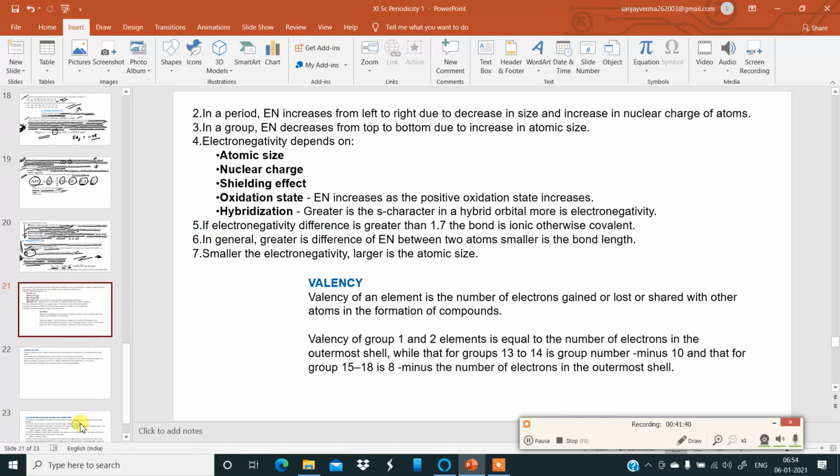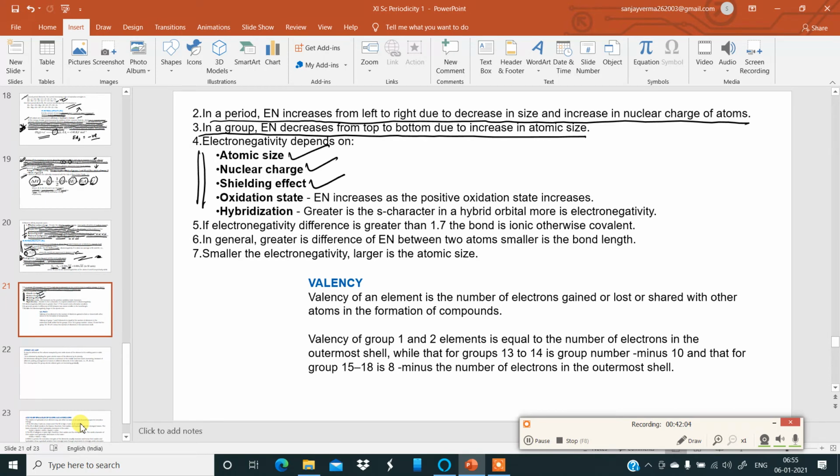Electronegativity in a period increases from left to right due to decrease in size and increase in nuclear charge of the atoms. In a group, electronegativity decreases from top to bottom due to increase in atomic size. Remember this properly. Electronegativity depends upon atomic size, nuclear charge, and shielding effect. Shielding: the electrons present in the inner orbitals shield the effect of the nucleus on the outermost shell. Then oxidation state.